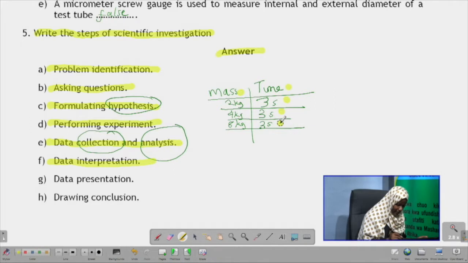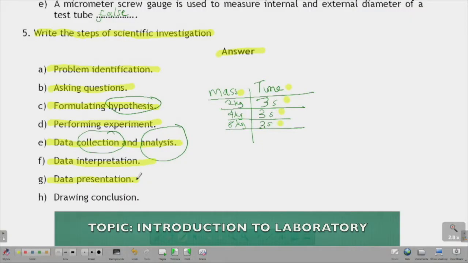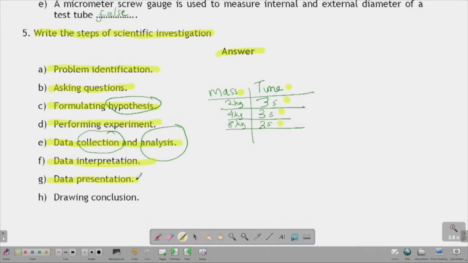And then the next step is going to be to present our data. So we have already done our experiment, we have already collected our data, we have already interpreted. And like in this case, we have already seen that we change the mass, but the time is constant. So now we have to present. How are we going to present? We can present it in many different forms. We can use pie charts, we can use graphs. Like in this case, I'm going to present it by using graph.